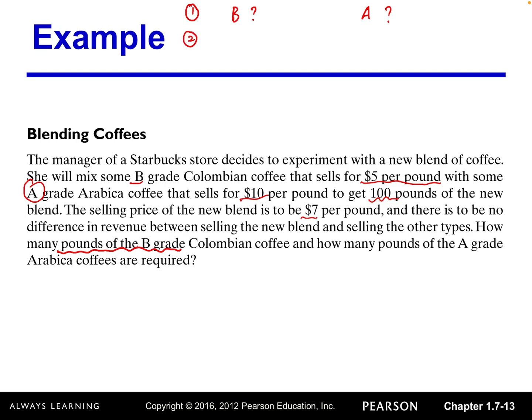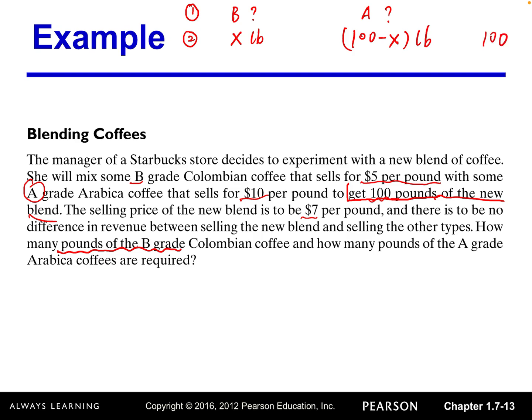So, second step, we need to assign variables. You can assign either one as X. So I just assign X pounds of B grade coffee are required. If here is X, how can we represent how many pounds of grade A coffee is required? We have to understand the relationship between these two unknown quantities. We know in total we need to get 100 pounds of new blend. So the rest out of the 100 will be the grade A. So that should be 100 minus X pounds of grade A coffee required.